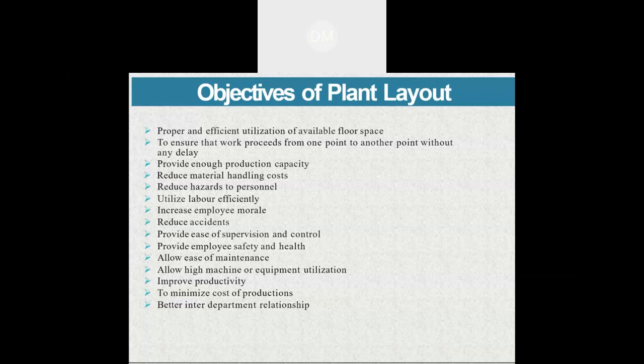So easily supervision, then provide employee safety and health. Then allow high machine or equipment utilization, improve productivity to minimize cost of production, better inter-department relationship. Inter-department relation means processing area, raw dressing area, then packaging section, then boiler section, or effluent treatment section. So on, these sections connect with each other.